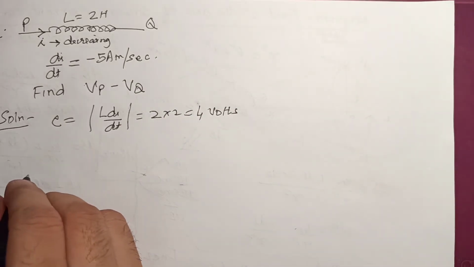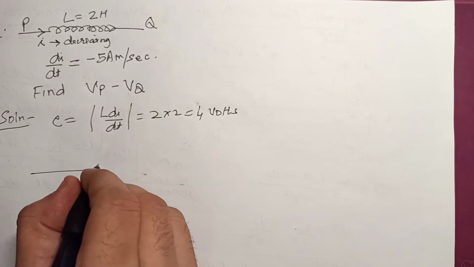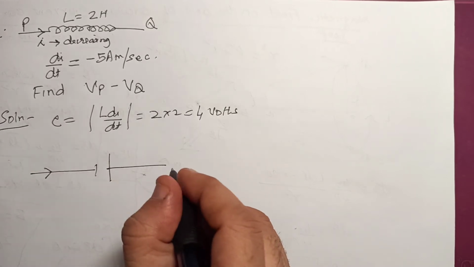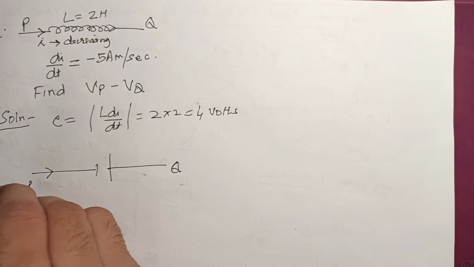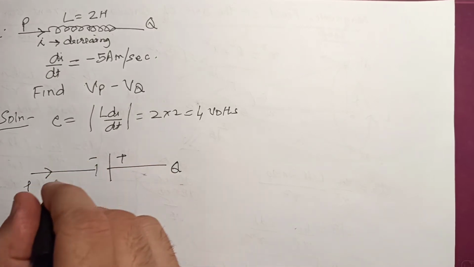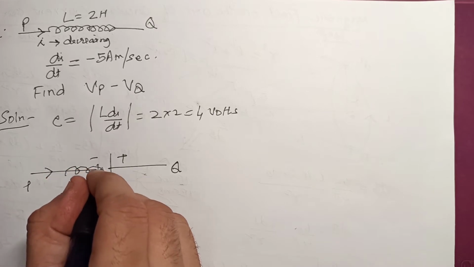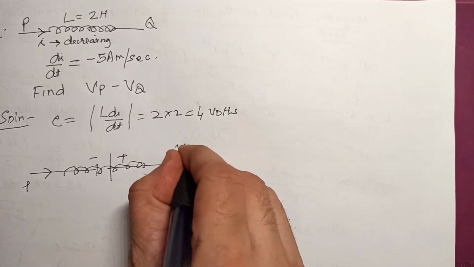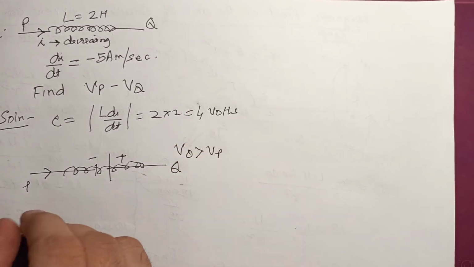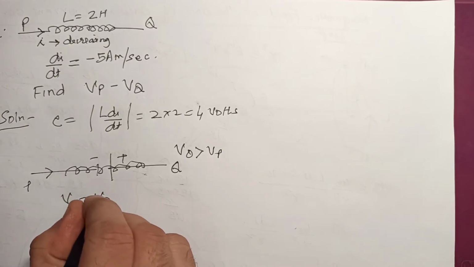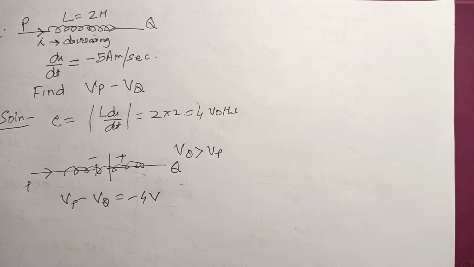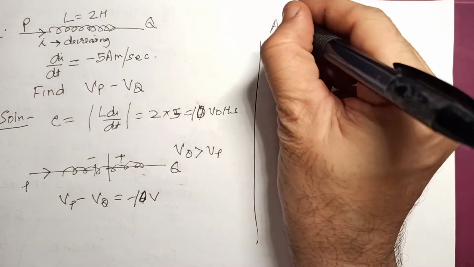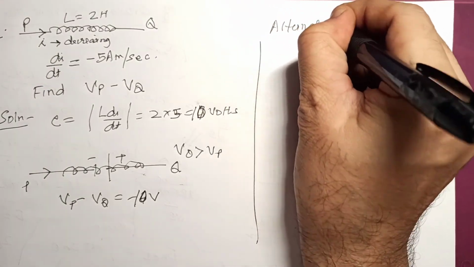Now if I draw this, it will be something like this, P, this is positive, negative, and this is behaving like a battery, and we can say VQ is greater than VP, and we can say Vp minus Vq is equal to minus 4 volts. Now we will look into an alternative method of doing this. Alternative method.